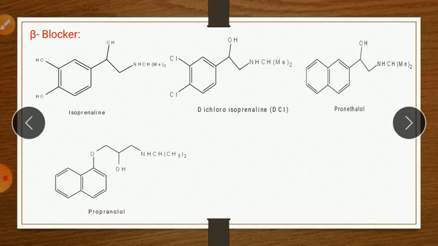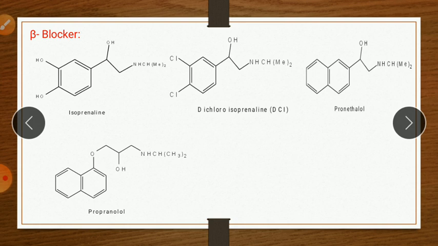So if we see the development of beta blocker here, it starts from isoprenaline. So this is the structure of isoprenaline, which is an adrenergic agonist. In 1915, if we replace this hydroxyl group with a chloro group, then it gives a new drug, dichloroisoprenaline, which is called DCI. It has beta antagonist activity, but it is a partial agonist, therefore not used clinically.